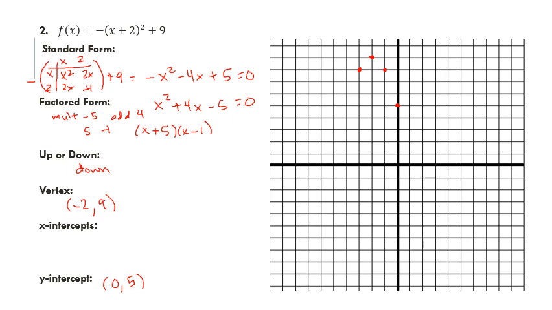So there's our factored form right here. Now remember that the x-intercepts are opposite of the factors. So negative 5 and 1. So here's 1, here's negative 5. 1, 2, 3, 4, 5.